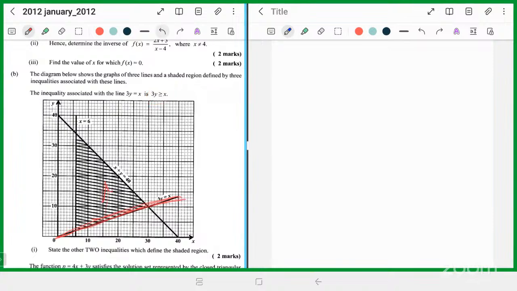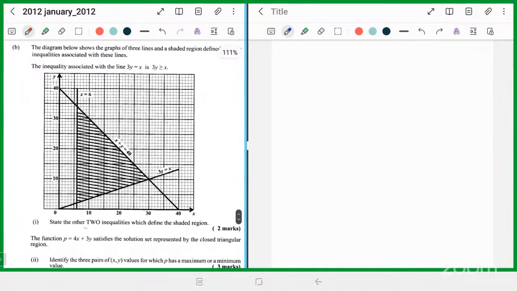All right, so they're helping us, they give us that information. I guess I want to write down the other inequalities. It says, state the two other inequalities defining the shaded region. So the shaded region is bounded by this line, but they gave us that inequality already. The other two lines are this one and this one. That's x equals 6 and x plus y equals 10.